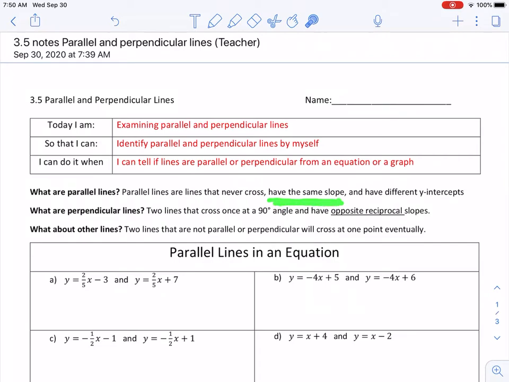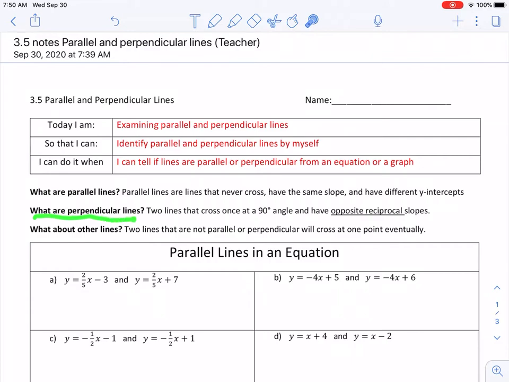And this is important for when we're looking at an equation. We'll be looking for the same slope, and they need to have different y-intercepts. That means that they cross the y-axis at different places. If they have the same y-intercept, then it's just two of the same line on top of each other. So it's not a parallel line, that's just the same line written twice.